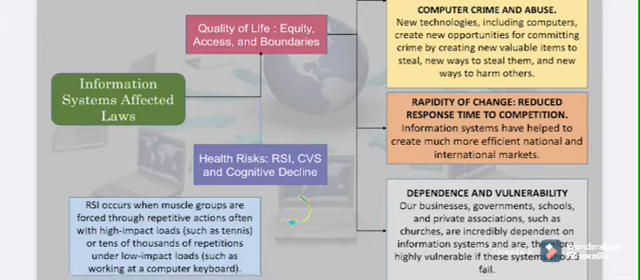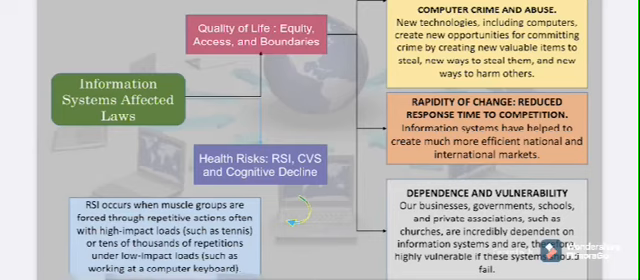Point number 2 is rapidity of change and reduced response times to competition. Information systems have helped create a much more efficient national or international market. The now more efficient global marketplace has reduced the normal social buffers that permitted businesses many years to adjust to competition. Time-based competition has an ugly side, which means the business you work for may not have enough time to respond to global competitors and may be wiped out in a year, along with your job.